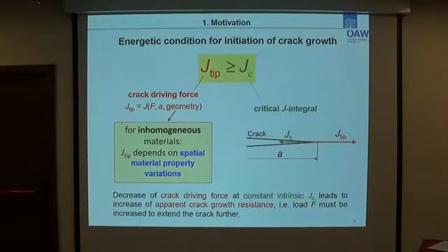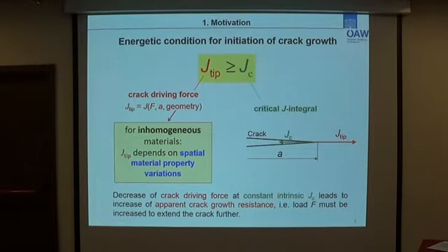Okay, first of all, I will give you a short introduction. As we know, the energetic condition for initiation of crack growth is that the crack driving force Jt should be equal to or larger than Jc. Jc, which is called the critical J integral, is a material property which can be determined by an experimental fracture mechanics test. And Jt, or crack driving force, is a function of applied load, crack length, and geometry.